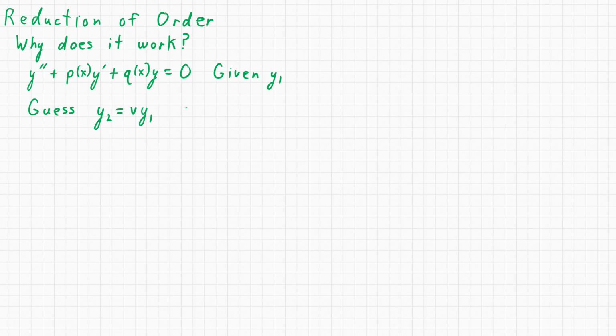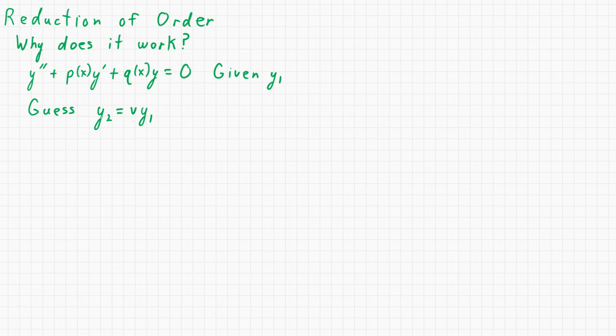Just a fair warning here, this isn't a concrete example of reduction of order. It's actually a kind of intuitive explanation of why it works. So we're going to be working with this generic differential equation, with p of x and q of x for the coefficient terms. And we're just given that y1 is a homogeneous solution. We don't actually know what it is. And we're going to go from there.